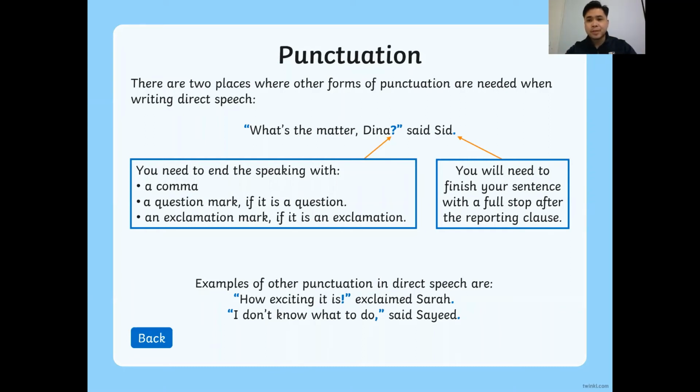Okay, so here's a few examples at the bottom. Examples of other punctuation in direct speech are, "How exciting it is," exclaimed Sarah. Notice as well, after the exclamation, the reporting clause, or where it says exclaimed Sarah, it's still lowercase, okay? It's still part of the same sentence, okay? And yeah, let's go to the next page.